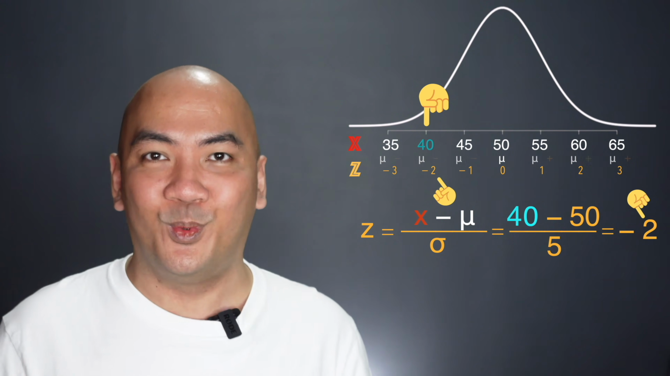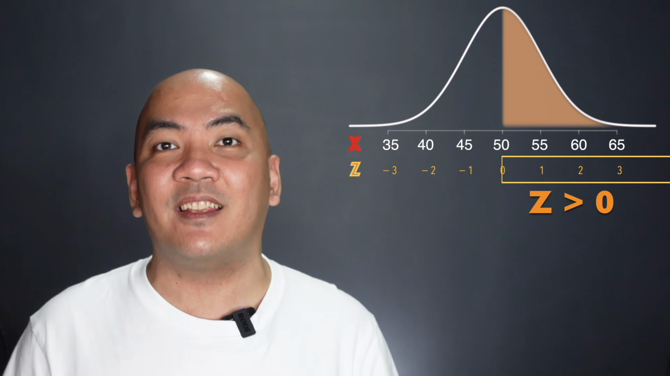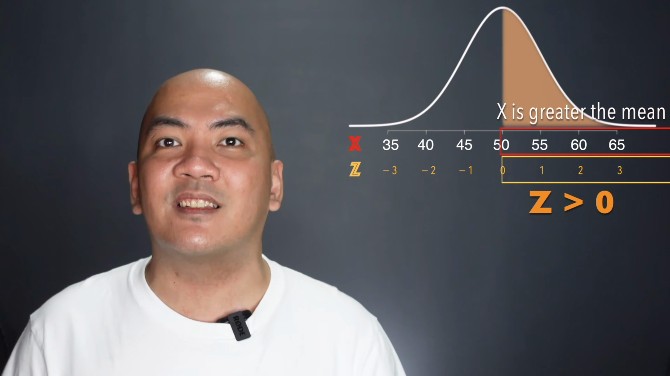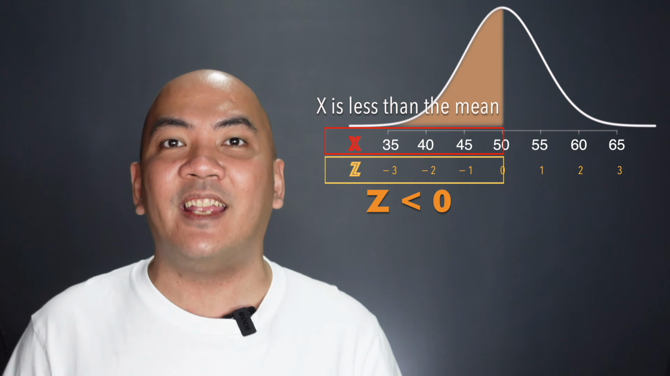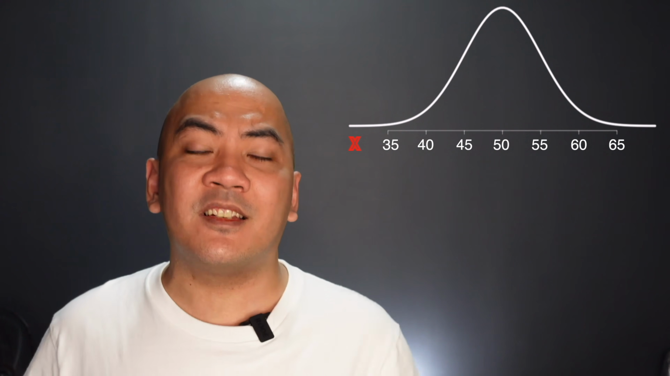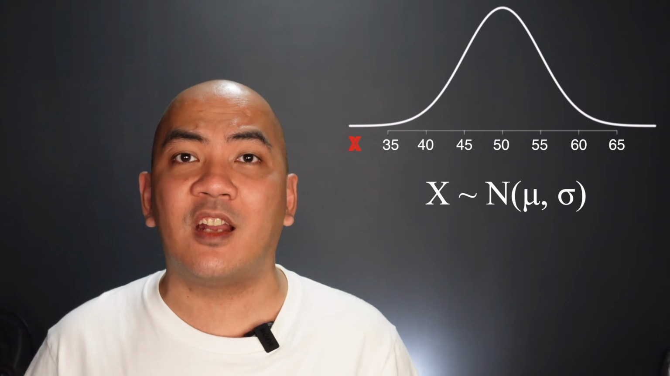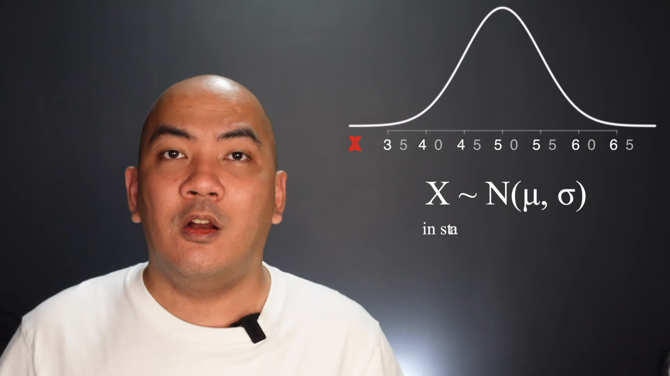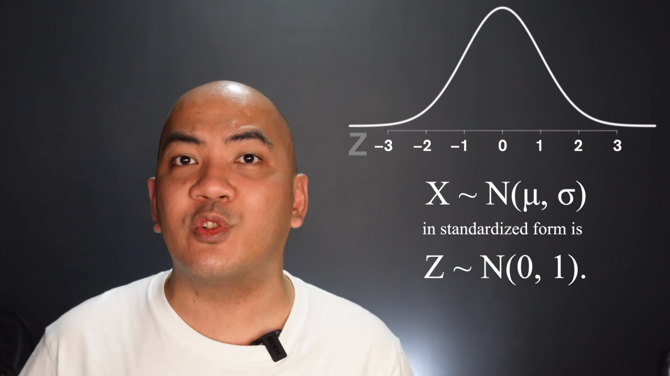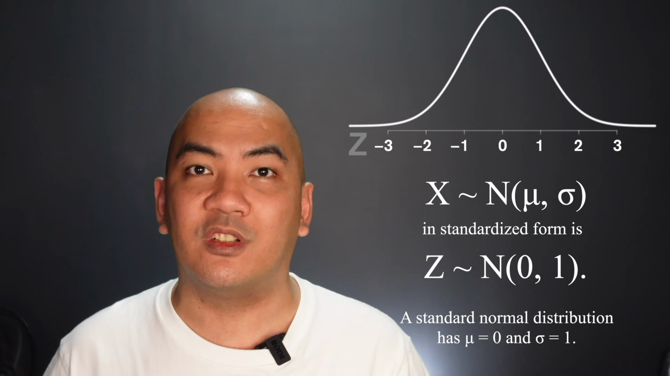40 as negative 2. Just remember that whenever the standardized score z is positive, that indicates that the random variable x is above its mean, and whenever the standardized score z is negative, that indicates that the random variable x is below its mean. And note that this distribution having the original scale x with mean of mu and standard deviation sigma, when standardized to z, has a mean of 0 and standard deviation of 1, which is referred to as the standard normal distribution.